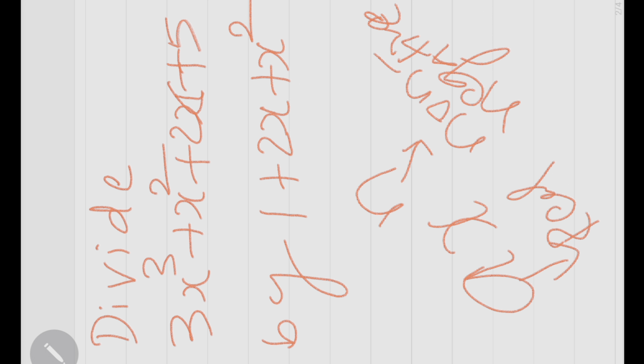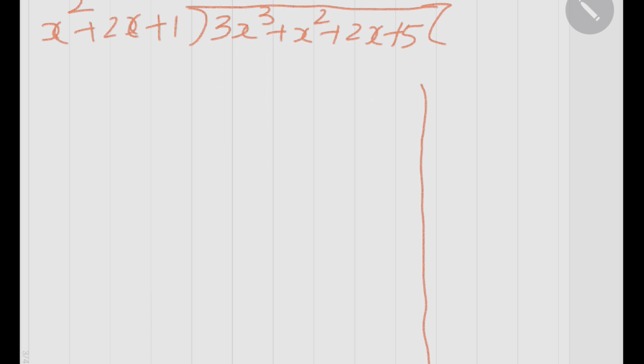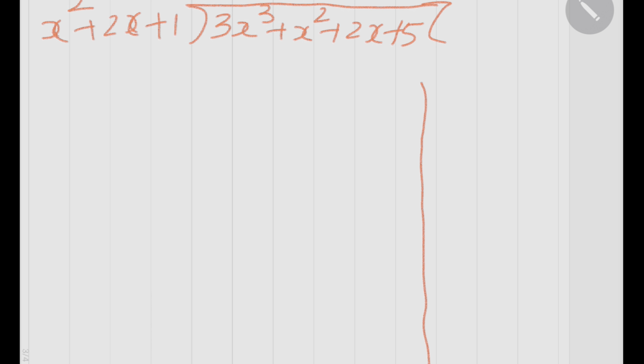But before that, we need to sort out the order. Here the order is 3, 2, 1, 0, good. But here it is 0, 1, 2. So you are supposed to write it in order, meaning first x square, then 2x, then 1. So we are going to divide this polynomial by this polynomial. Let us start our question. After sorting out the order, we write x square plus 2x plus 1 dividing 3x cube plus x square plus 2x plus 5.